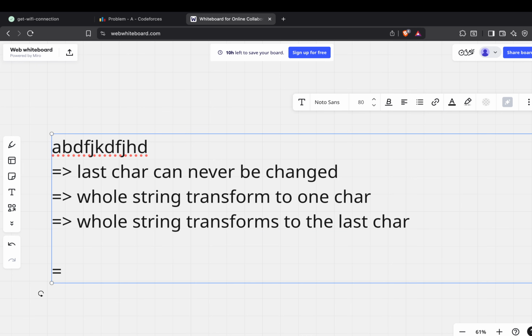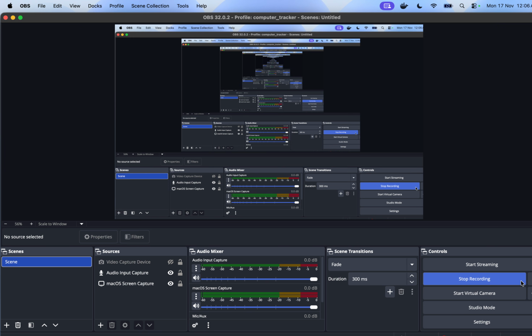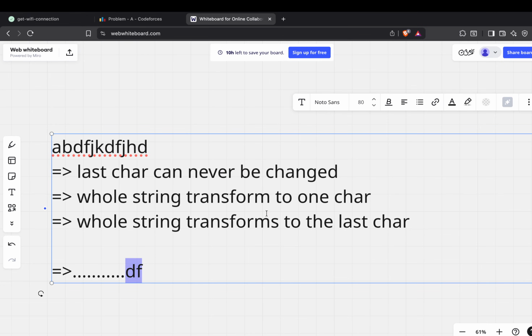Okay, so how can we do that? Start from the end. Like, let's say this was the string and this was the last two characters. Use the last character to change the second last character. So the second last character needs to be transformed to the last character. We can do that in one operation. Let's say there were some more f's present in the middle. There is no need of an operation for these characters.